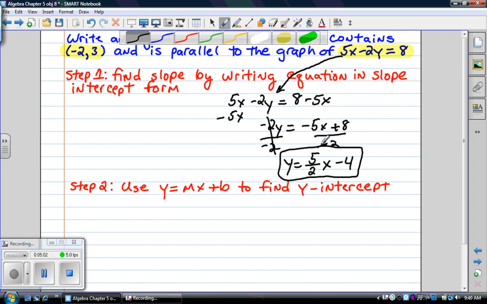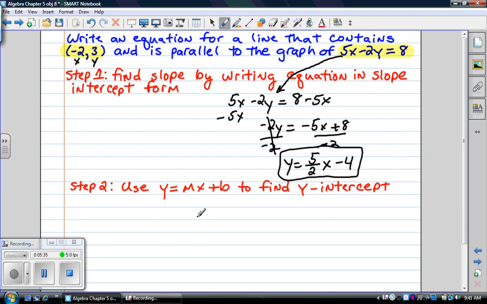So now I have this equation: y is equal to 5/2 x minus 4. I want to write an equation of a line that contains (-2, 3) and is parallel to this line. So my next step, use slope-intercept form to find the y-intercept. I'm going to replace x with negative 2 and y with positive 3 in the equation I just formed.